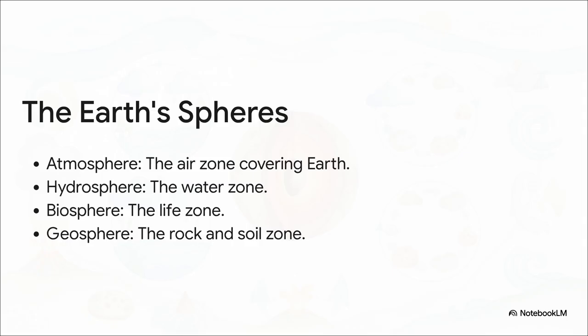First up, you have the atmosphere, which is the entire blanket of air covering the planet. Then there's the hydrosphere, the water zone. And this includes everything from the deep oceans and flowing rivers to trapped ice, underground aquifers, and even the water vapor in the air. Next is the biosphere, literally the life zone, hosting us humans, all the animals, plants, and microorganisms. And finally, the geosphere, which is the solid rock and soil zone we stand on. The crazy thing is these four spheres work completely in sync with one another.